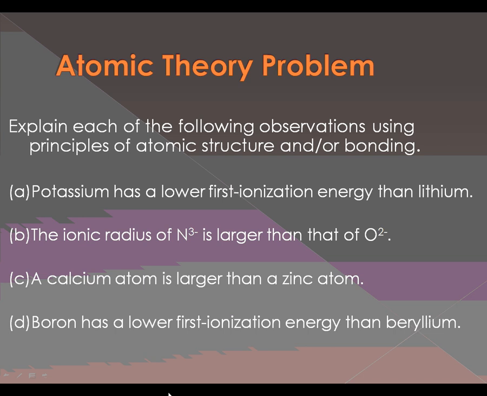But for the first row, I'm telling you a statement. Potassium has a lower first ionization energy than lithium. Explain why. B, the atomic radius of N3 minus is larger than that of O2 minus. Why? C, a calcium atom is larger than a zinc atom. Why? And last, boron has a lower first ionization energy than beryllium.